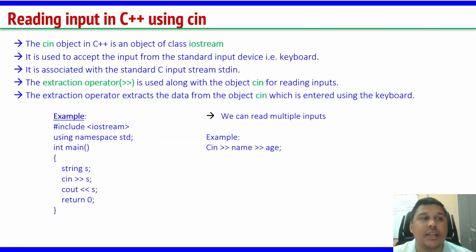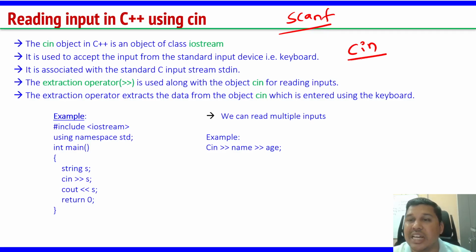Let's see how we read input in C++. How do we read input in C++? We use the function cin. Like in C programming, we have scanf, right? Same like scanf, we use cin.